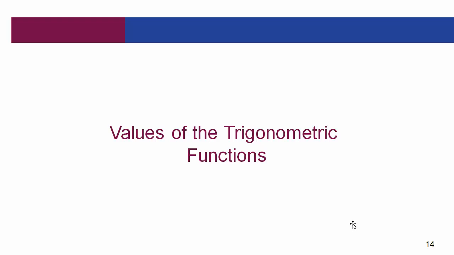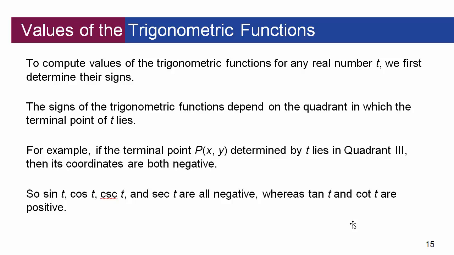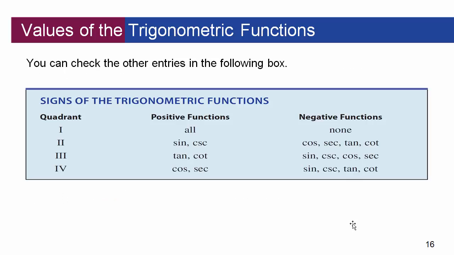Okay, with that in mind, we can now find some values of some of these trig functions. And to compute values of trig functions for any real number, we first have to figure out their signs. We have to figure out, is it going to be positive, is it going to be negative? So for example, if the terminal point lies in quadrant 3, we know which functions are positive and which functions are negative. And then we can figure out the values of those functions, because it's going to be easiest to deal with reference values and then just change the sign depending on which quadrant we're in.